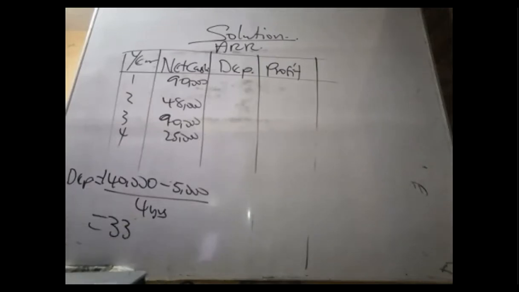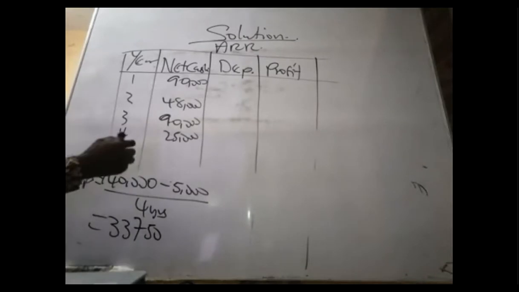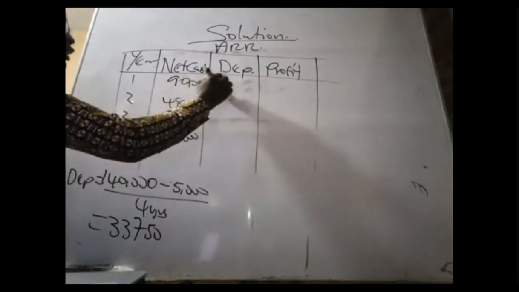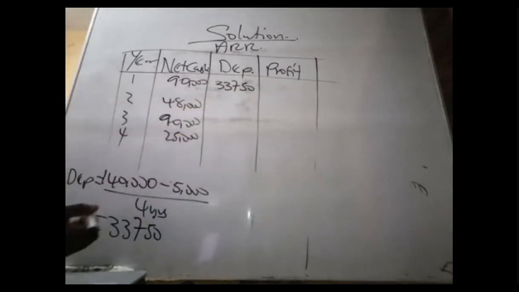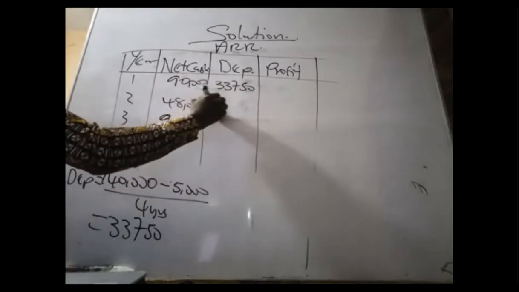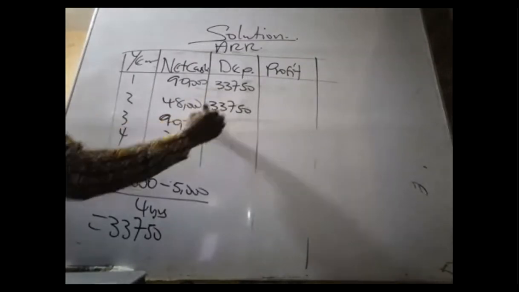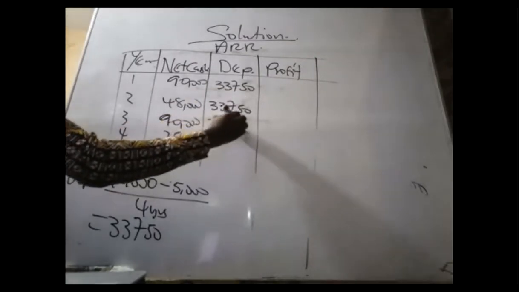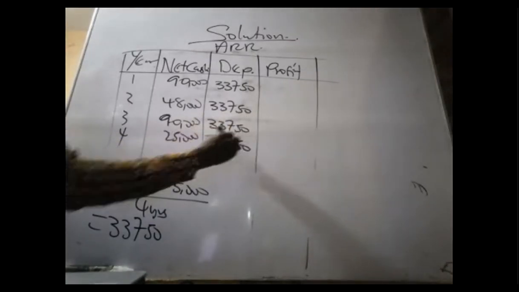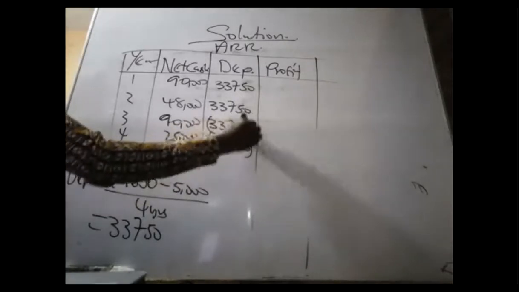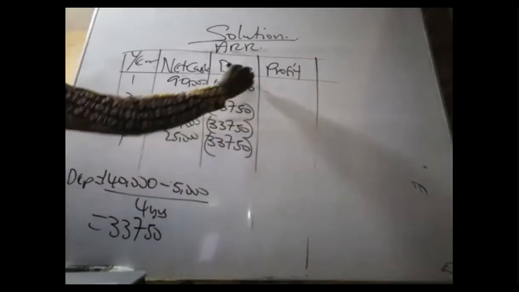33,750. So over here we need to take off 33,750 from each of the years. 33,750, 33,750, 33,750. Kindly put it in brackets, which suggests that we are subtracting.